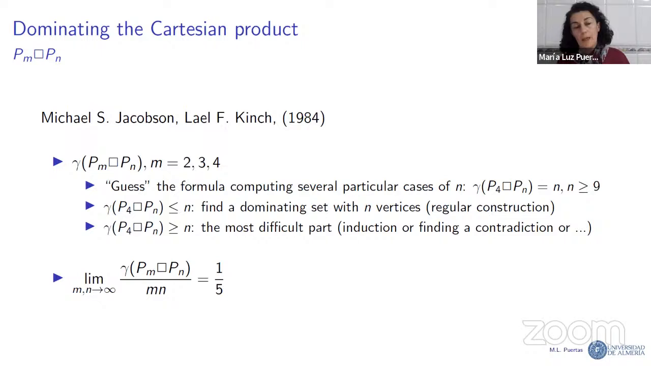In the three cases, they prove for m equal 2, 3, and 4, the proofs are different. They use induction for 2 and 3, finding a contradiction in the case of m equal 4. And the proofs are special for those cases. So this is more difficult because there is no general proof that you can extend to any value of m. And this is why they prove just for 2, 3, and 4.